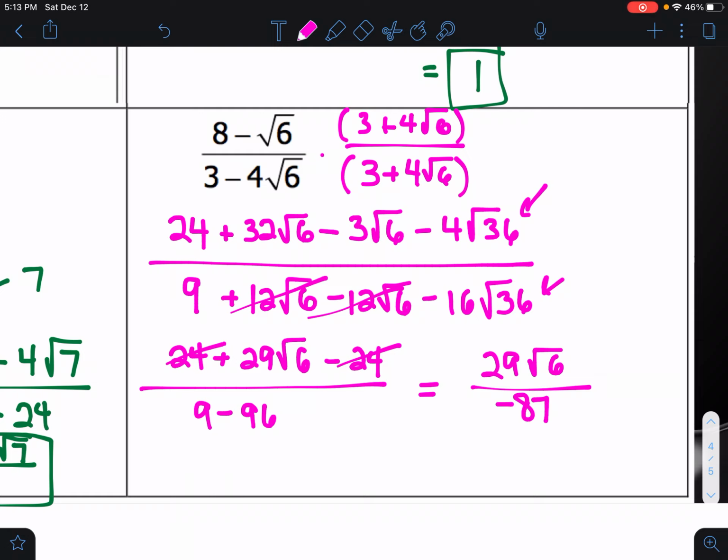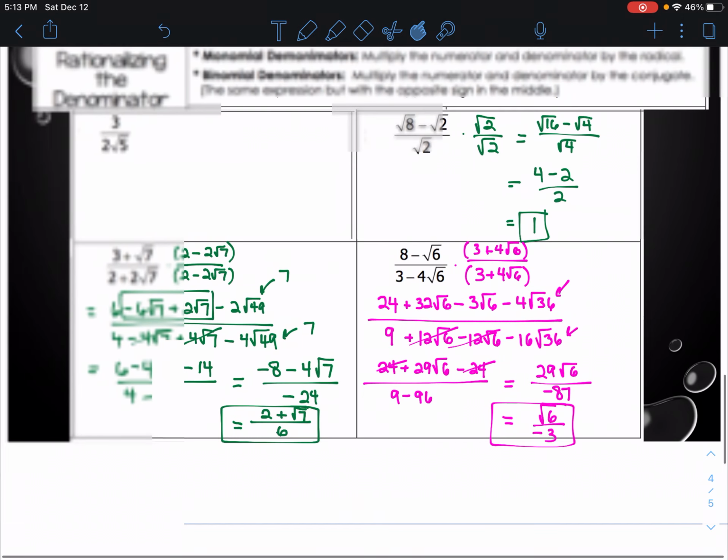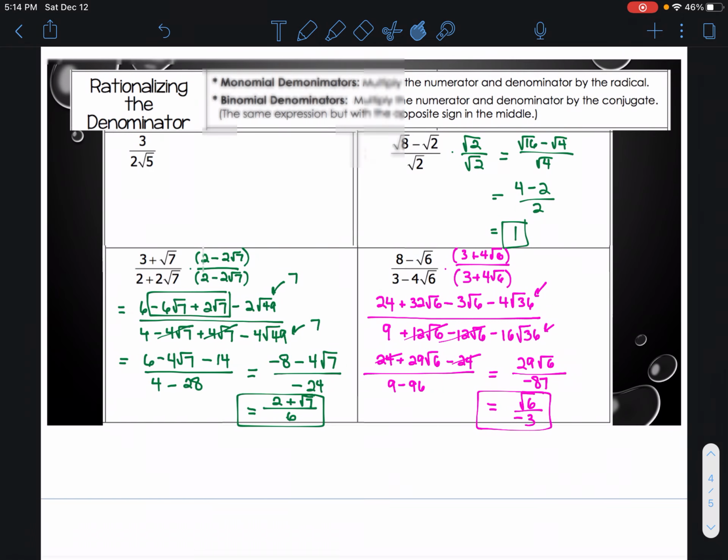All right, now I want to look at this and see if I can reduce. I can. 29 does go into 87 3 times. So this would be 1 over negative 3. So 1 root 6, or just root 6, over negative 3. And that is my answer. And this is how we rationalize the denominator. Try to give you lots of examples to help you out.